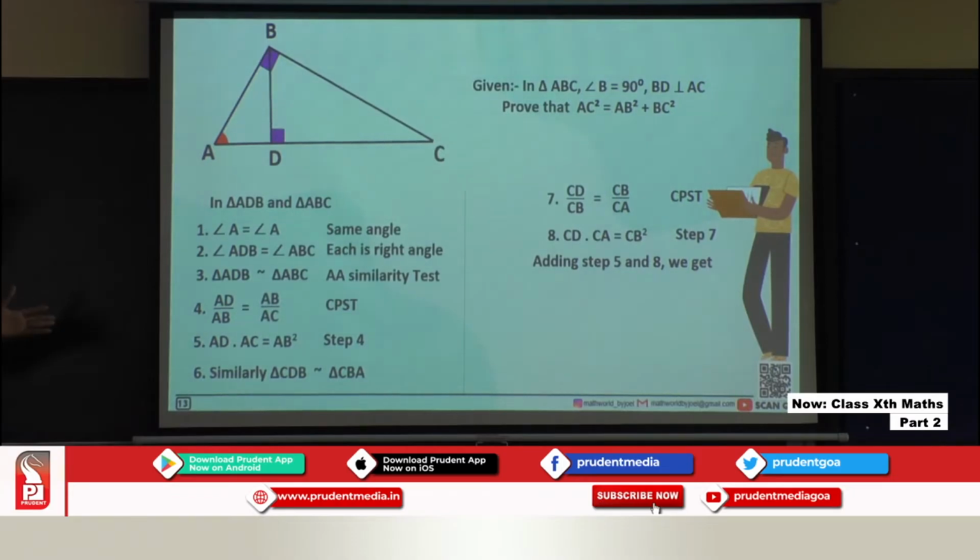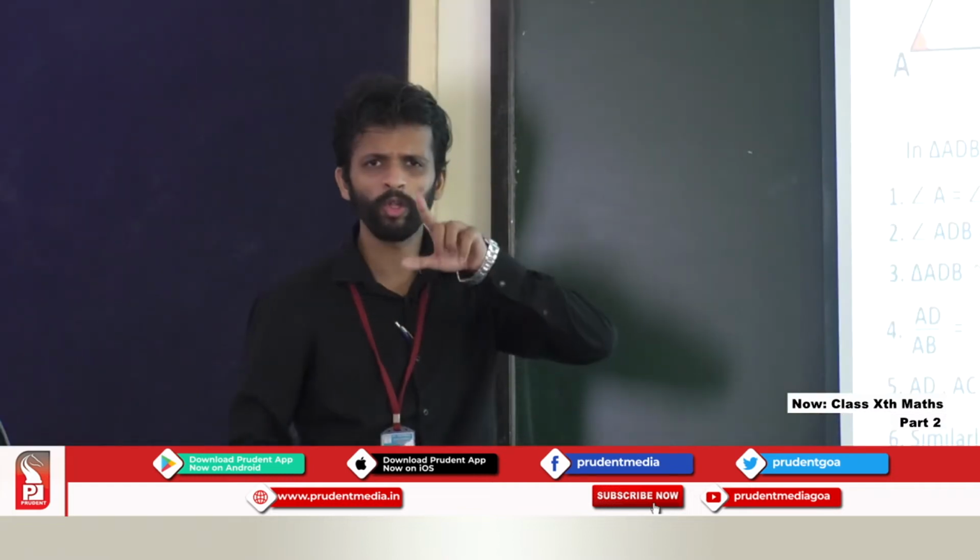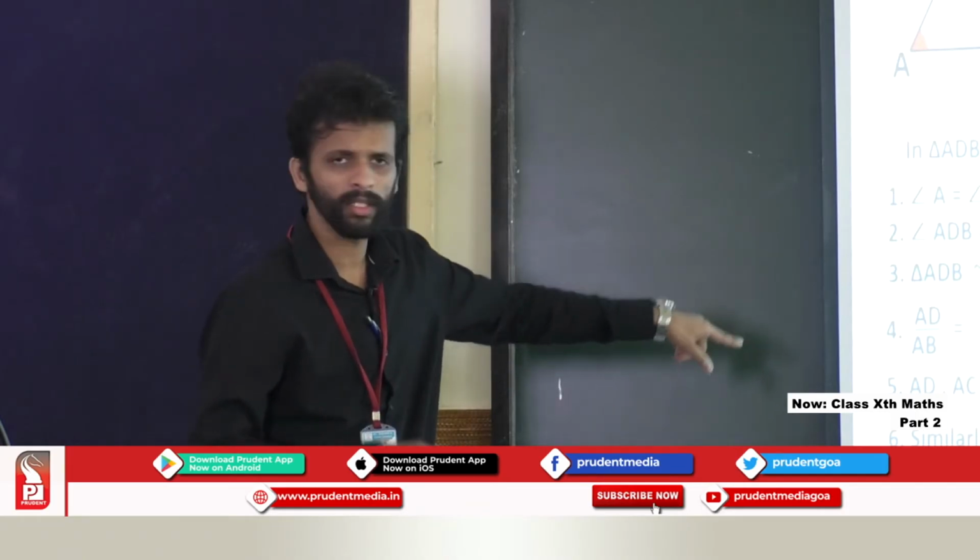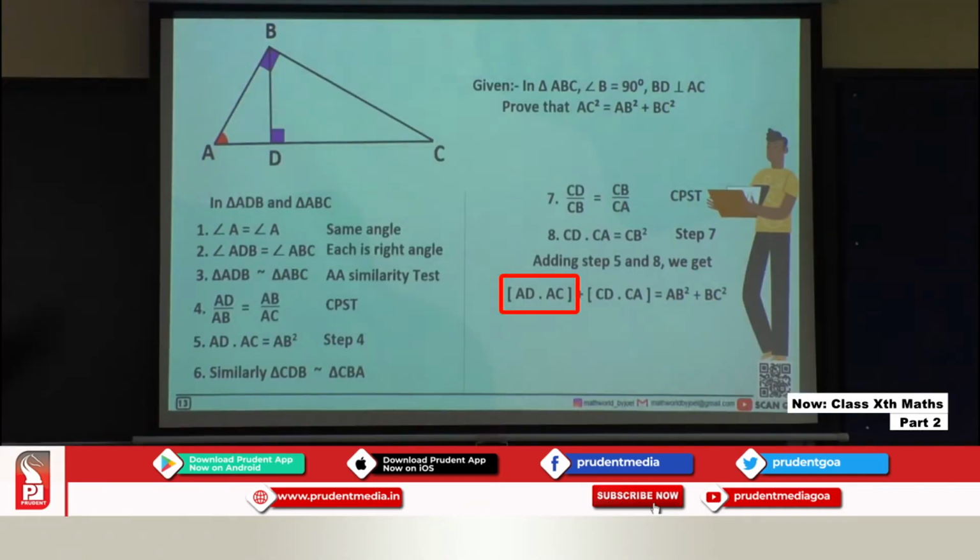So add the left hand sides together, add the right hand sides together, and once I do that, it will be something like this: AD multiplied by AC. And by the way, for all those who don't know, that dot symbolizes multiplication. We don't write the X multiplication symbol over there because afterwards it will look like AD x AC, right? So that becomes a little confusing there. So whenever we are talking in terms of geometry, we put a dot which symbolizes multiplication.